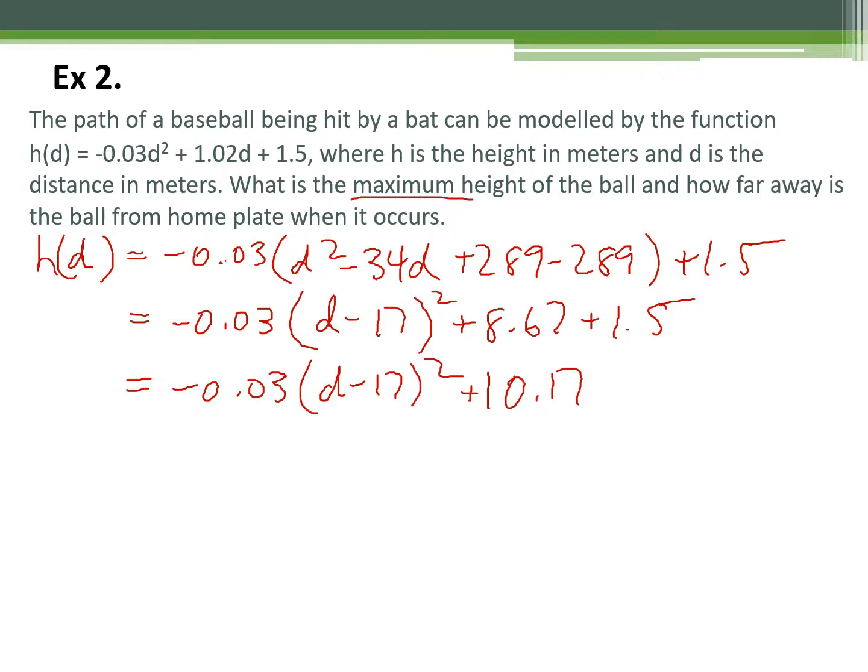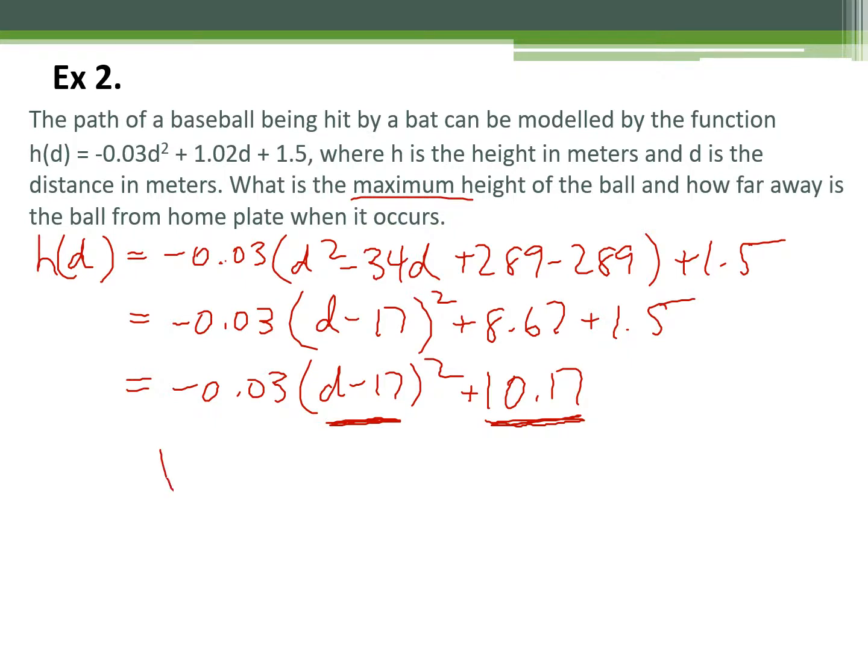Some very quick self-checks. If I got a negative number for my k value, I probably made a mistake. Why? Because that represents height, and how can my maximum height be negative, which in this case would be underground? If the 17 was positive, we would also know I made a mistake. That would mean my vertex is at negative 17. How could my maximum occur at negative 17 meters behind me, assuming you hit the ball forwards? So just some quick built-in self-checks.